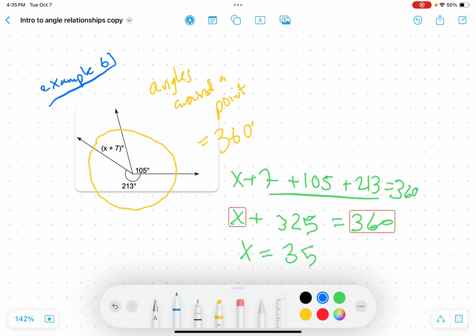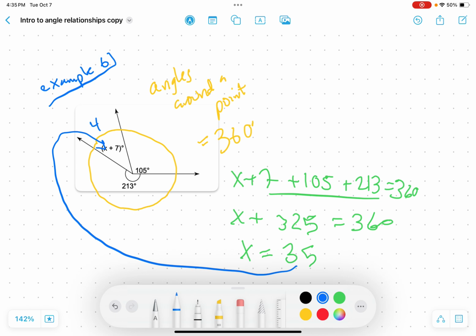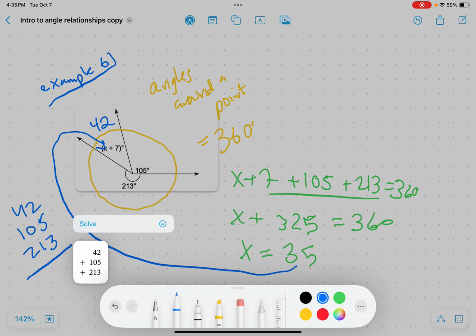And so if I want to confirm, I can just plug that back in here. 35 plus 7 is 42. If I want to be extra sure, let's just check. 42 plus 105 plus 213. Does that get me to 360?